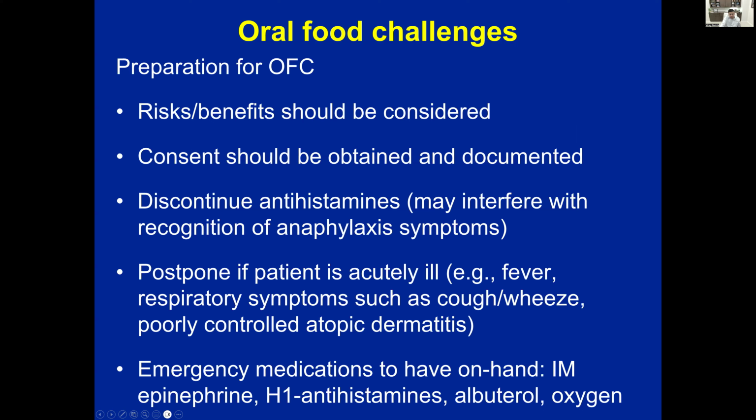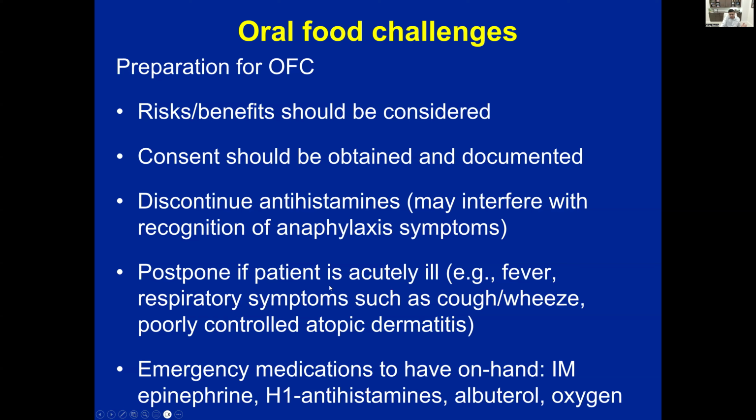So how do you do this? Well, it's done in a clinical setting, usually in the office. You don't necessarily need to do this in the ICU setting. But there are certain things you need to do. You need to be able to treat anaphylaxis should it occur. So you should have epinephrine on hand, oxygen, and nebulized albuterol. You should have antihistamines. And by the way, we have patients discontinue antihistamines because antihistamines can mask mast cell degranulation. It'll mask the hives. So you stop the antihistamines a few days before.